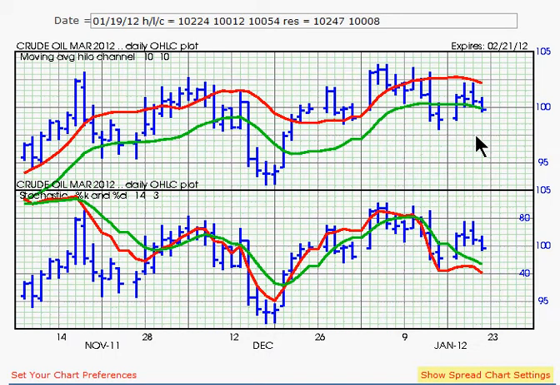So I really wouldn't do anything with crude right now. If crude took out this low, that would probably be a place to consider going short. This pivot low on 113.